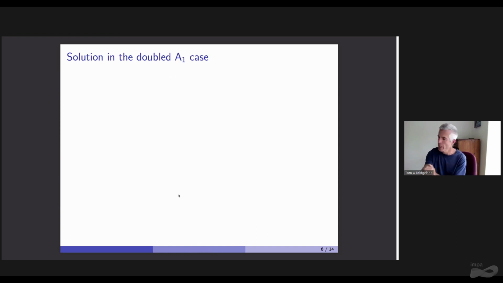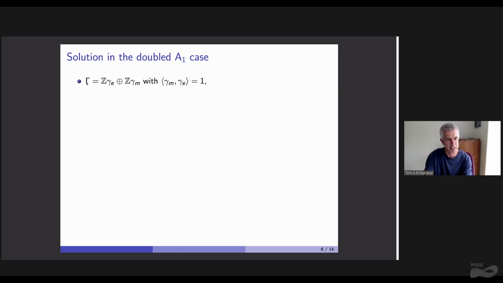So what do we know about solutions to these things? Let me just show you some of these things. The simplest case you can think about is the Donaldson-Thomas theory of the A1 quiver, the quiver with just a single node and no arrows at all. You have to sort of double it.